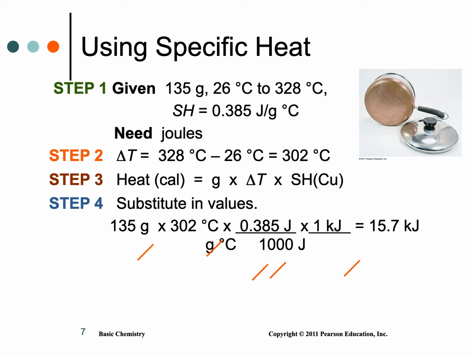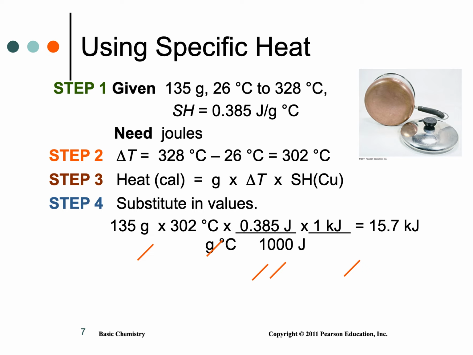Okay, so we first of all need to know what's the change in temperature. So we take 328 minus the 26. So we find out that it's changed 302 degrees Celsius. And then our heat equation is grams times the change in temperature times the specific heat of copper. So we're just going to multiply that out, and that's the heat in joules that's required to do it.